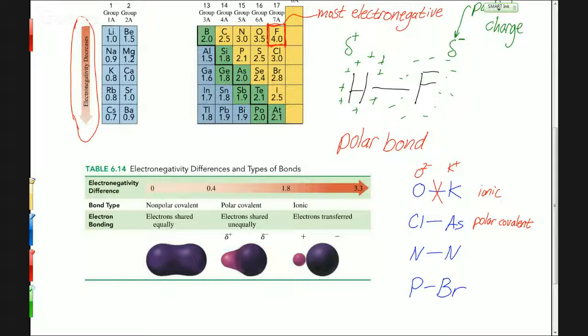All right. Well, what about NN? Yeah, anything where you've got the same element on both sides is going to be nonpolar because there can't be any electronegativity difference. So that's just straight 0. Nonpolar covalent. And PBr, where would you put that one? Polar, yeah, polar covalent there.